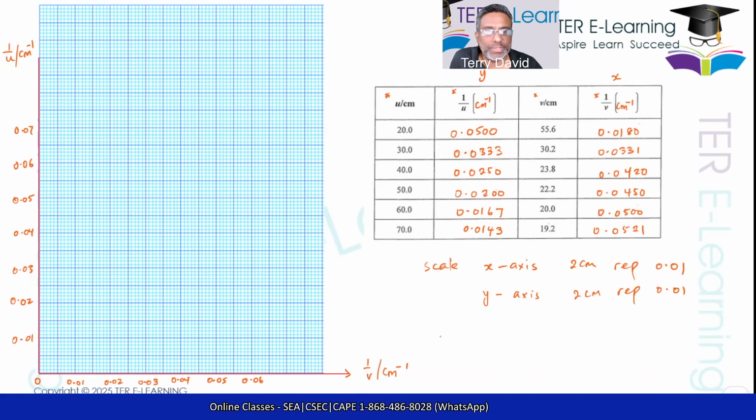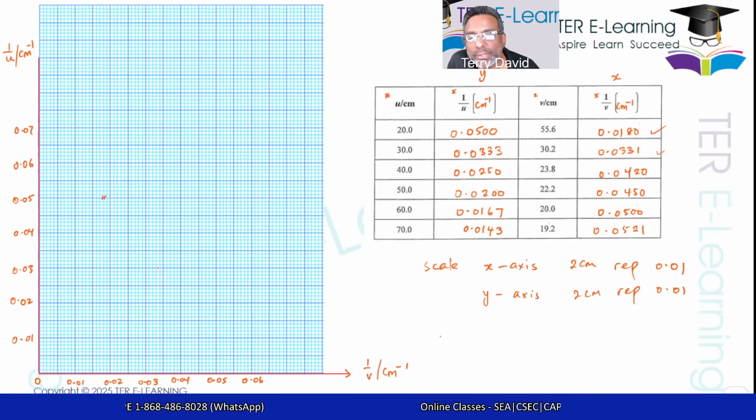Okay, so let's see what's happening. We need to plot these points here. First thing we're going to do, we're going to plot 0.018 against 0.05. So that is going to be about here. Now you're getting a lot of marks for plotting the points, so you have to be as accurate as possible. The next one here is 0.033 against 0.033. So this is going to be 1, 2, 3. That's about here.